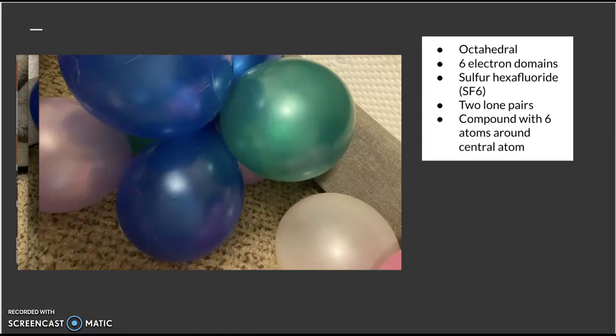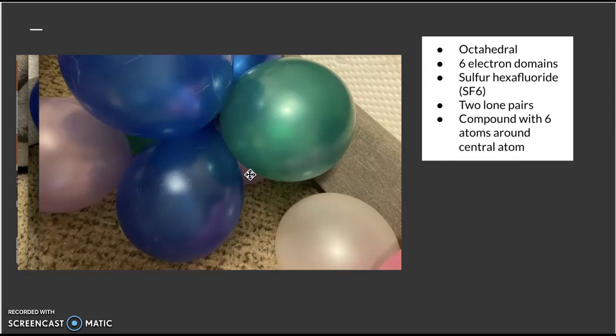Next, octahedral. So this is not the best picture, but basically it is 2 blue balloons, 2 purple pink balloons, and then 2 green balloons, so 6 total. So because of that, there are 6 electron domains. Octahedral is the name of it. Another example, for this one in specific, is sulfur hexafluoride, SF6. And then it has 2 lone pairs.